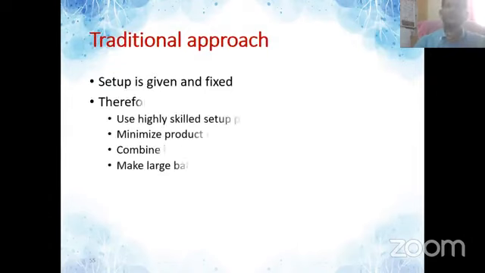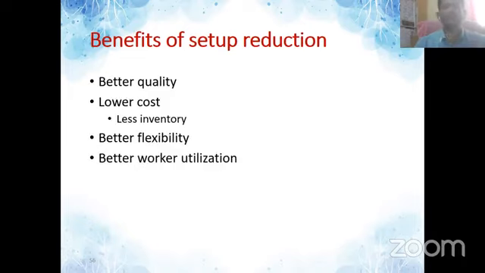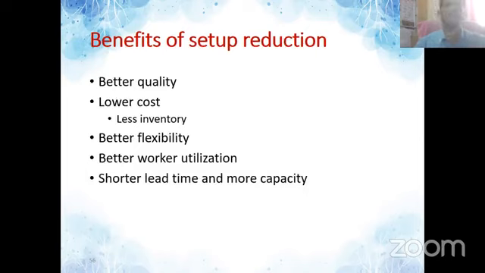In the traditional way, the setup is given and fixed. Therefore, it requires highly skilled setup personnel, minimizes variety, and combines lots to make large batches. What are the different benefits of setup reduction? It gives better quality and lowers the cost. It provides better flexibility and better work utilization. Also, shorter lead time and more capacity.